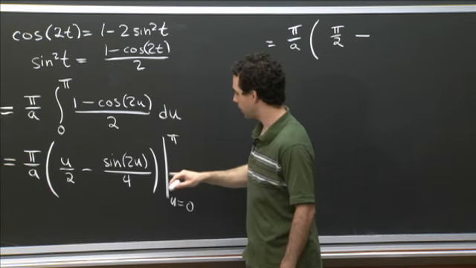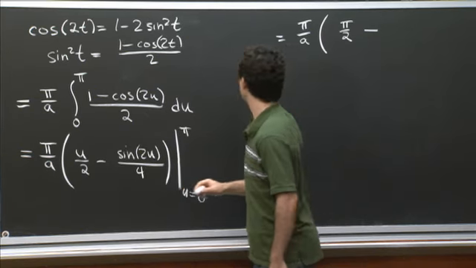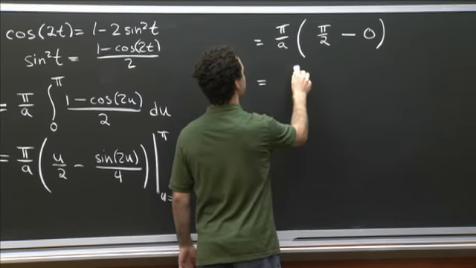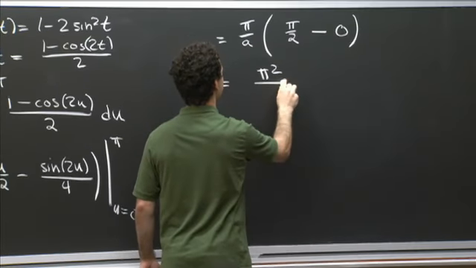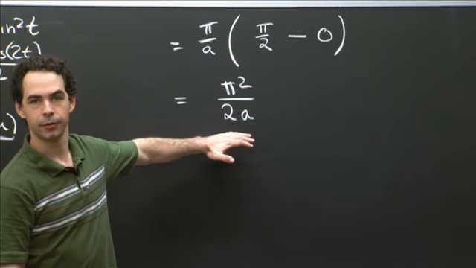minus, now when we put in 0 here, well, we get 0 minus sine of 0. So that's also just 0. So just pi over 2. So the answer then is pi squared over 2a. So that's the volume we were looking for.